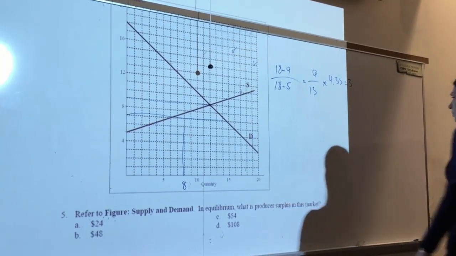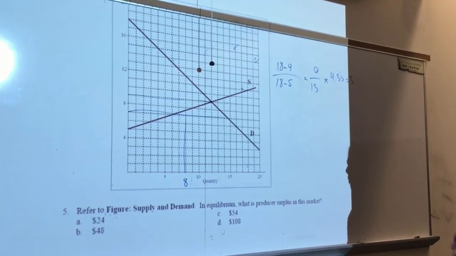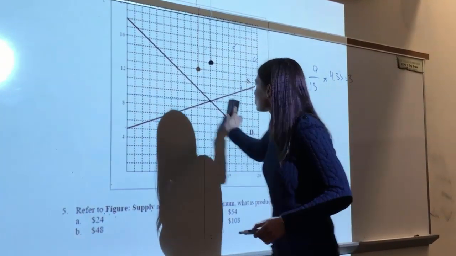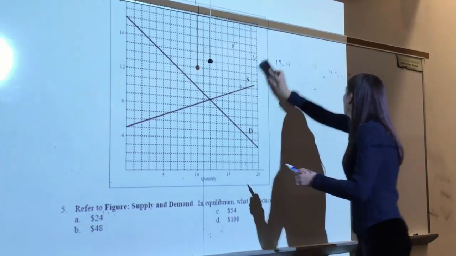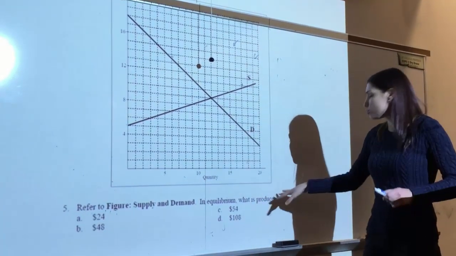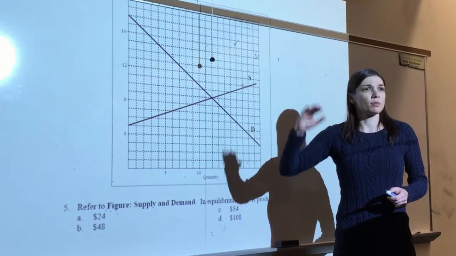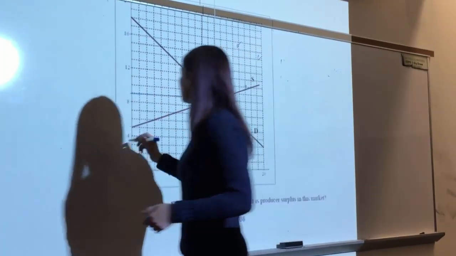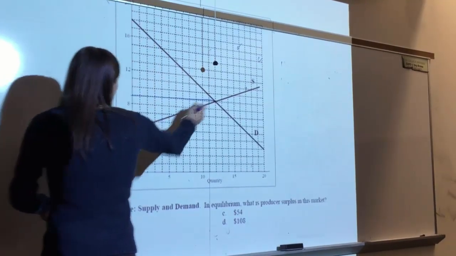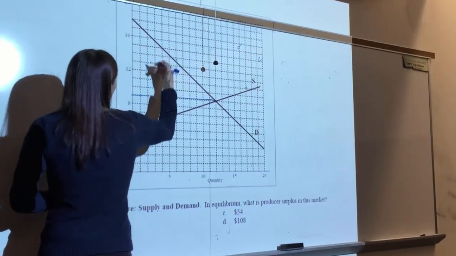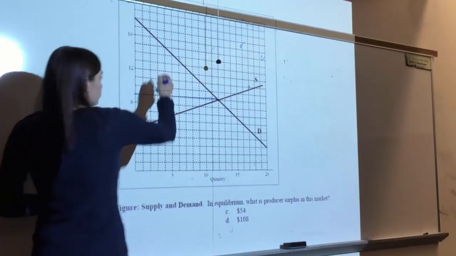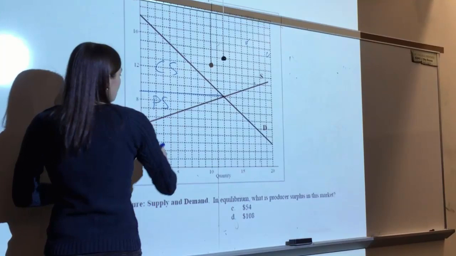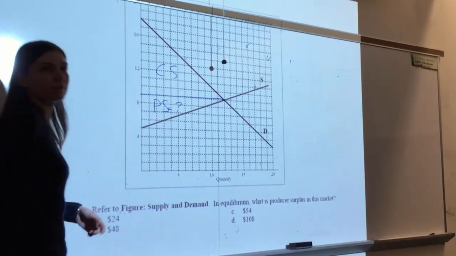In equilibrium, what is producer surplus in this market? Okay, so equilibrium, no government interventions. We know that producer surplus is the area above the supply curve but below the price. So basically, if this big triangle is total surplus, then below the demand curve and above the price is consumer surplus, and below the price and above the supply curve is producer surplus. And we're asked about this, correct?